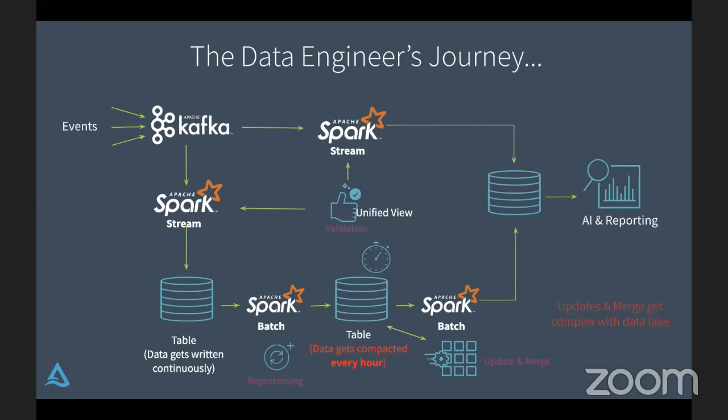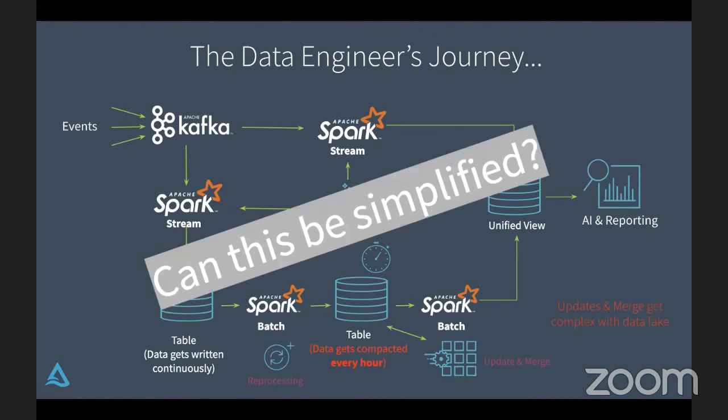It's here where you'll then be able to do updates and merges against that data. And then also if there's any late arriving data, you're able to go ahead and reprocess it at this bottom table, okay? That's right in the middle. Yet another Spark batch process will then take that data from that table, place it into this unified view, so that way you can do your AI and reporting, okay? That's what traditionally a Lambda architecture would look like.